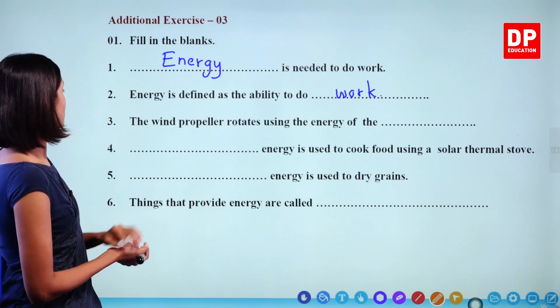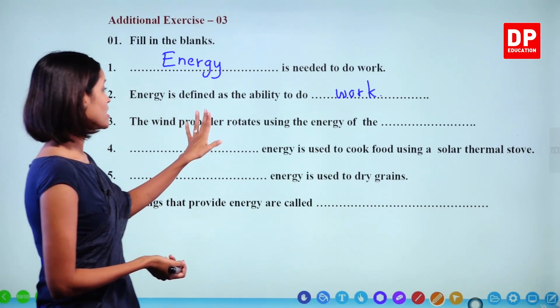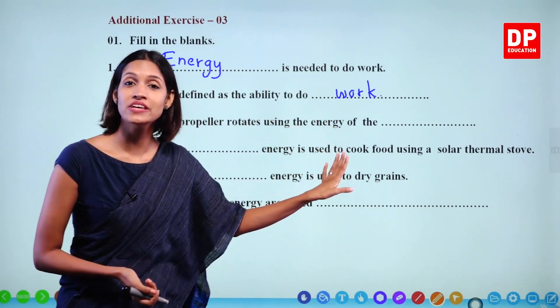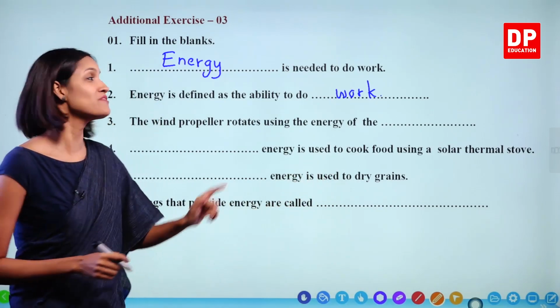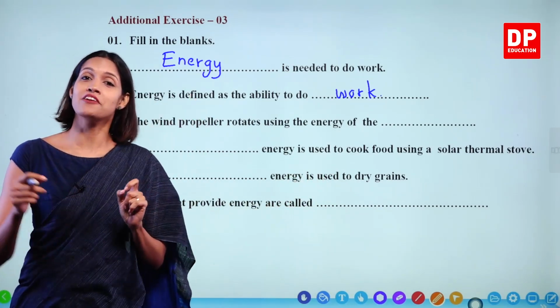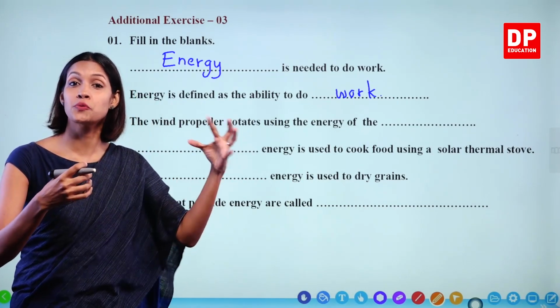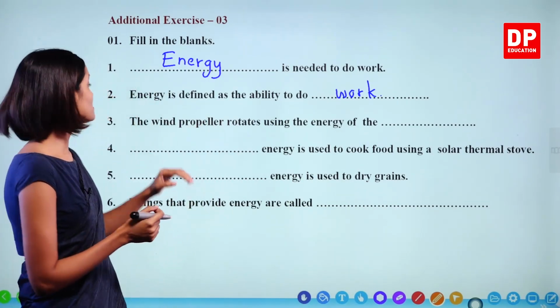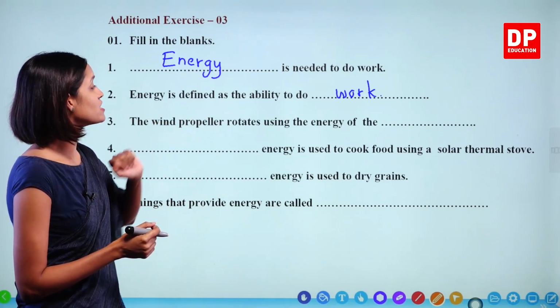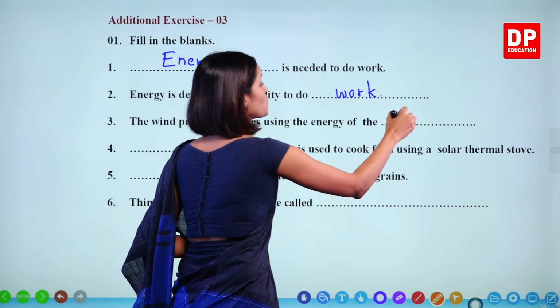And the next one. The wind propeller rotates using the energy of the wind. Do you remember we made a wind propeller, and when you run fast, the wind propeller also rotates faster because of the wind speed. Okay, children? So the wind propeller rotates using the energy of the wind.